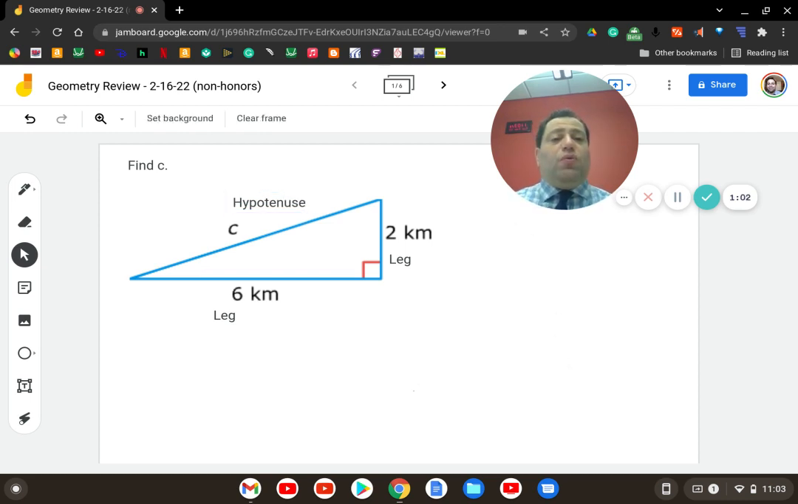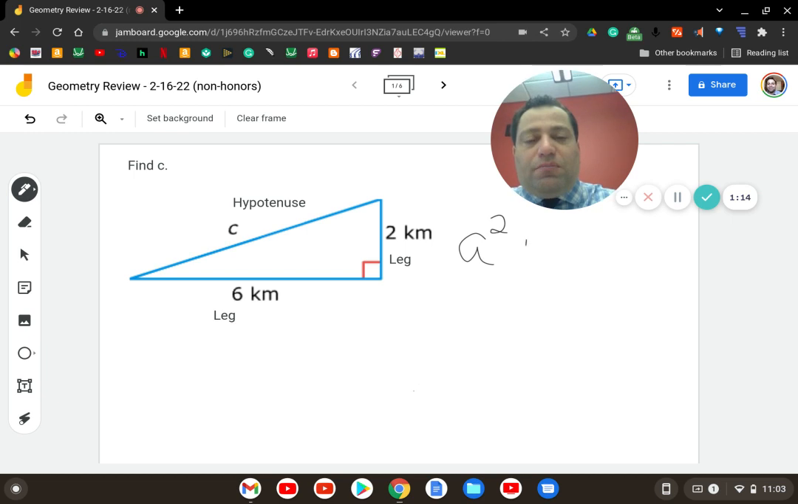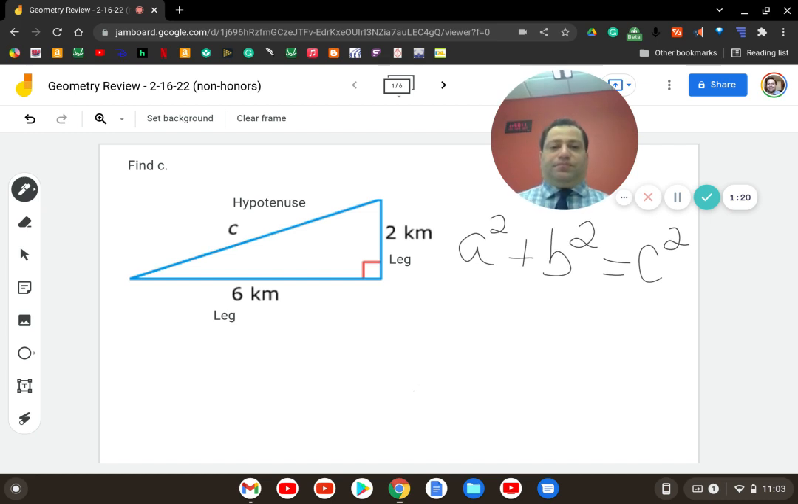There are two ways to use the Pythagorean theorem. When you're missing the hypotenuse, you are going to use the Pythagorean theorem a squared plus b squared equals c squared. That is the example we have here. This example gives us legs of 6 and 2 and asks us to find the hypotenuse c.